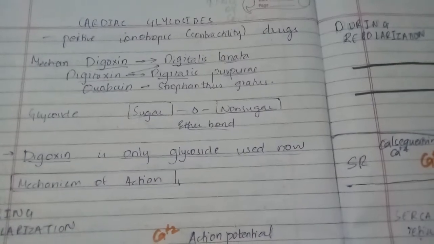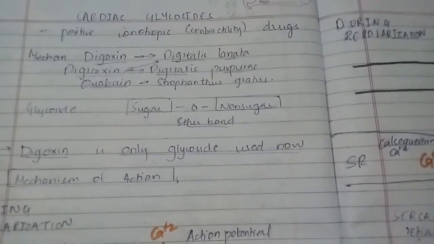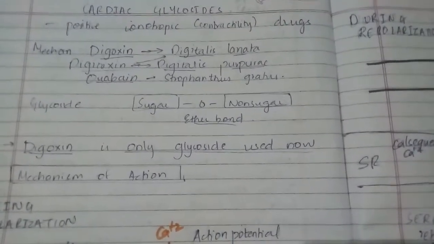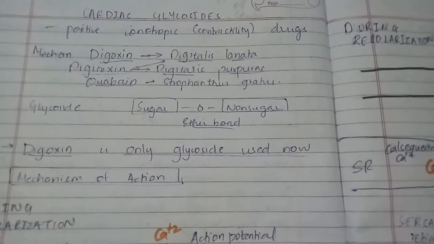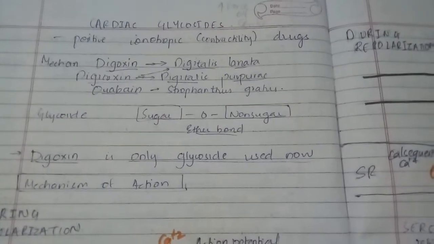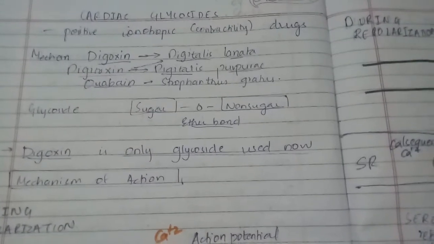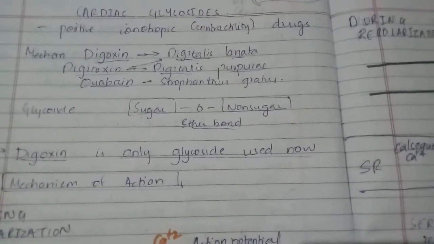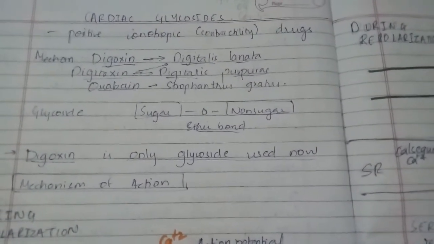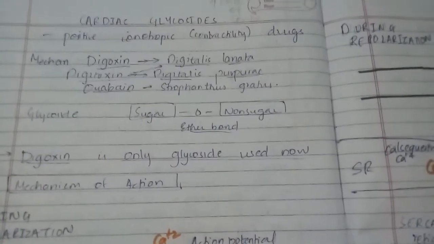Cardiac glycosides are a group of drugs which only provide symptomatic relief. They don't actually improve the pathophysiology, but they improve the contractility of the myocardium. With cardiac glycosides, the force of contraction increases, and we all know that as the force of contraction increases, the cardiac output increases, and that's what we want in heart failure.